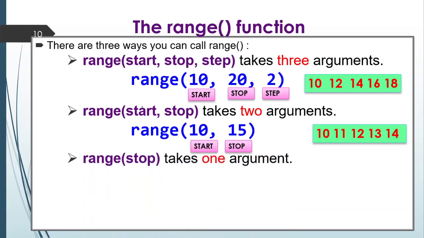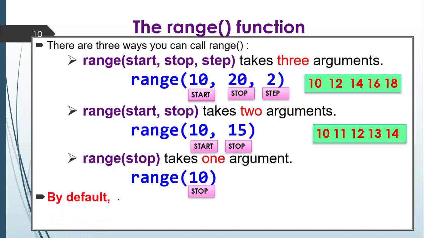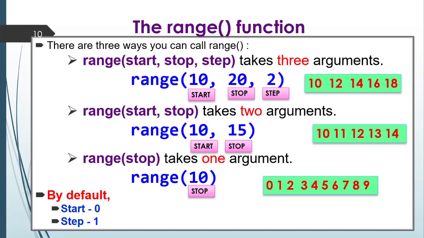The next method is by giving 1 argument, range of stop. Example, range of 10. Only 1 argument is provided and this argument is the stop value. So by default, the start will be 0 and the step will be 1. When we give only 1 argument to the range function, the sequence starts from 0 and it will increment by 1. So the output will be 0, 1, 2, 3, 4, 5, 6, 7, 8, 9.